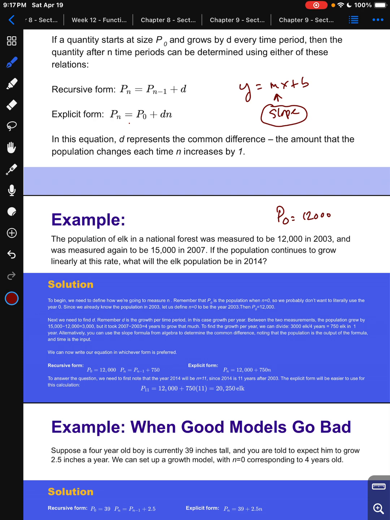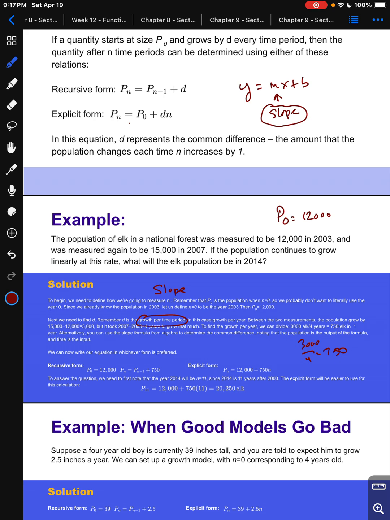Next, we need to find d. Remember that d is the growth per time period. So again, think about that right there. Growth per time period. That is just slope. In this case, growth per year between the two measurements. The population grew by 15,000 minus 12,000, or 3,000, but it took from 2003 to 2007, 4 years to do that. So to figure out the slope, we're going to take 3,000 divided by 4, and we get 750. So that is essentially our slope, 750.